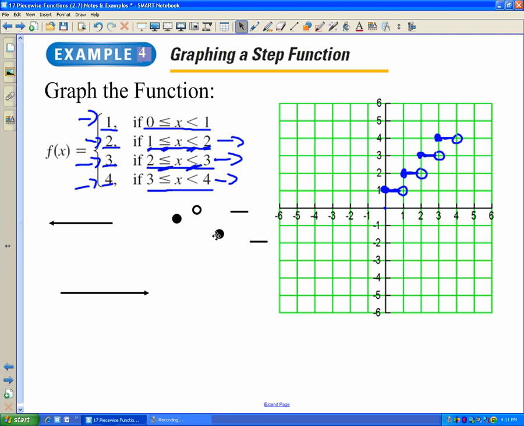So if you had a little doll, you can kind of walk up this step. And this is why it's called a step function. It looks sort of like a staircase. It's closed on one side and open on the other.